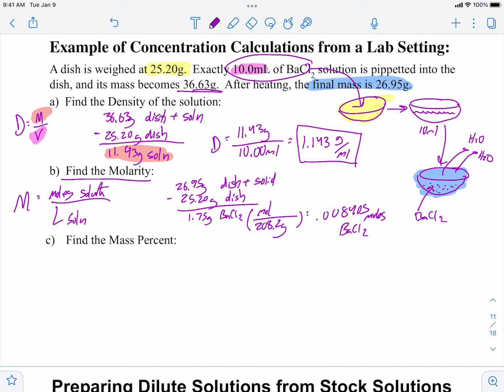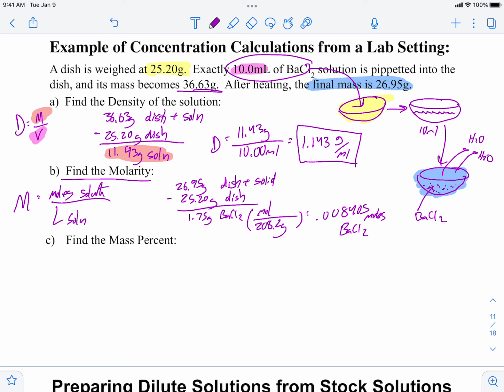Okay, and then my volume of solution. I do know the volume of solution, don't I? Didn't we use it earlier? What's the volume of the solution? What's my volume? 10 milliliters, but I can't use milliliters.